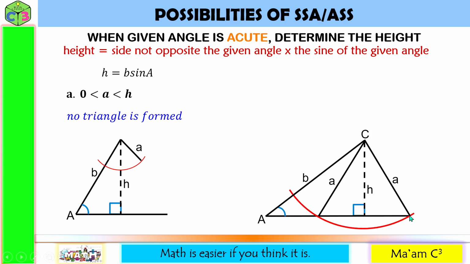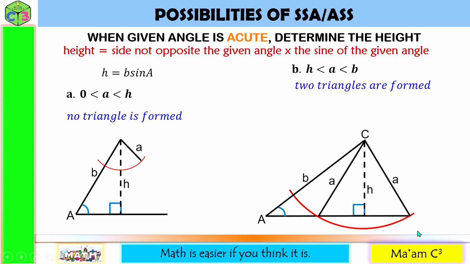Side A, the side opposite the given angle, is longer than the height because this is just the height and side A is this long, but shorter than the other side given. So in symbol, that would be A is less than B, which is the other side given, but greater than the height, longer than the height. So if this is the case, there are two triangles formed.